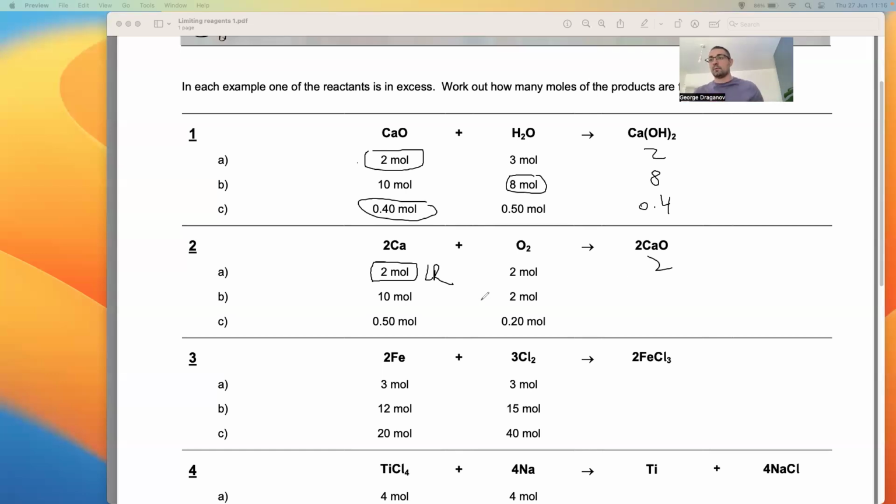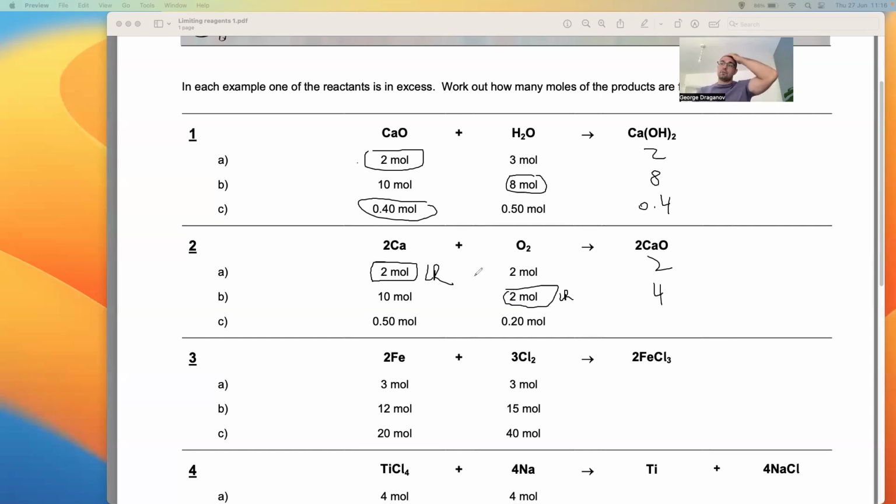Let's look at the next one. We have 10 moles of this, but the ratio is 2:1. So 10 moles needs 5 moles to react, but 2 is smaller than 5. So that means there is not enough oxygen, making this the limiting reactant. Then the ratio is 1 to 2, so 2 goes to 4. So you see, you can't just blindly pick the smaller number. That would be wrong. Okay.